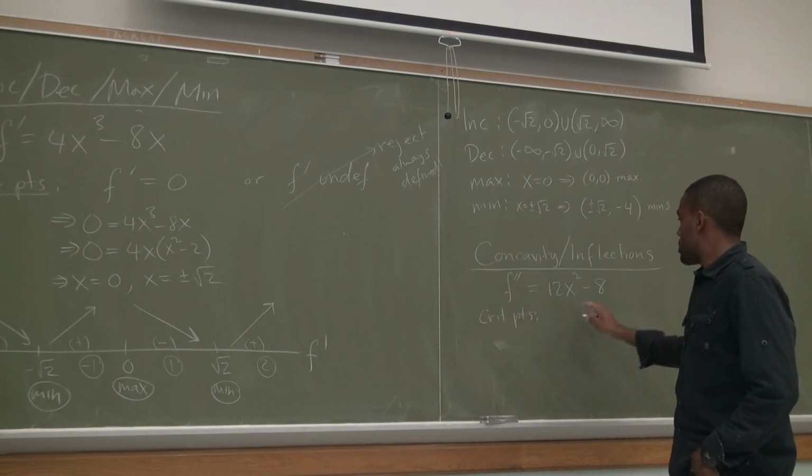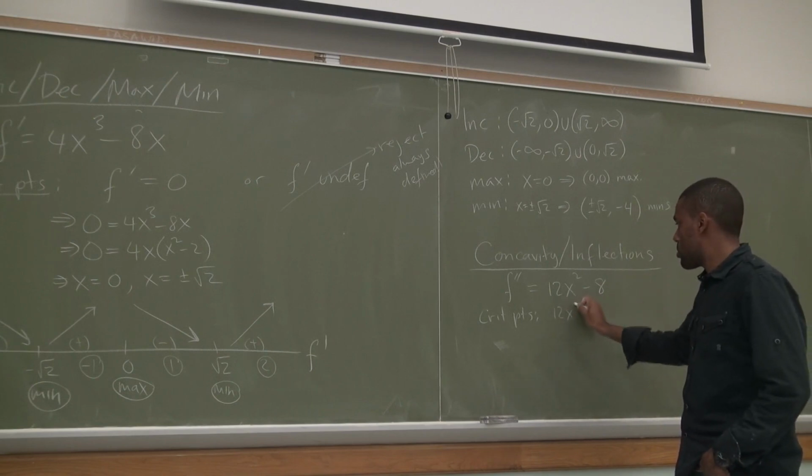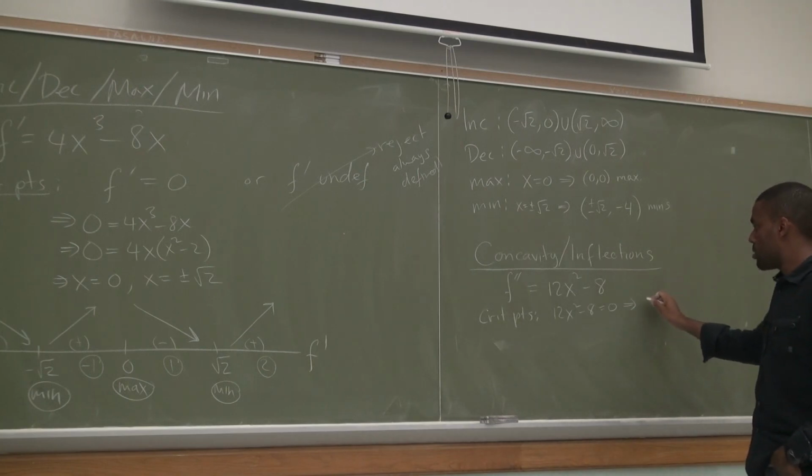So it's defined everywhere, so it's just where we have 0. So 4 times 3x squared minus 2. This means I could take out a 4. 3x squared minus 2, so 3x squared equals 2, x squared equals 2 divided by 3. Plus or minus radical 2 over 3.